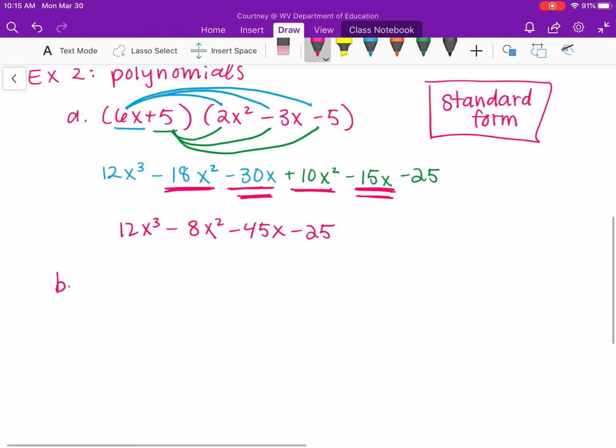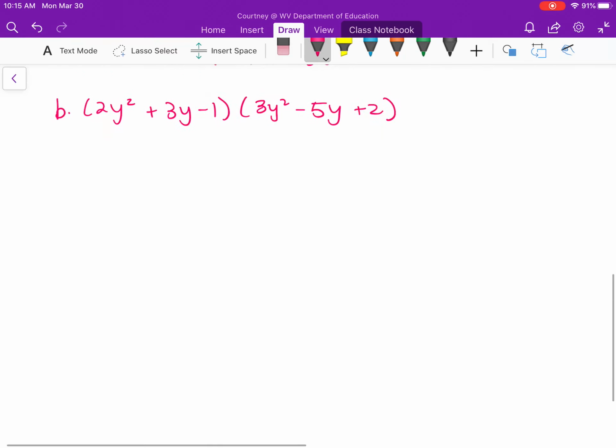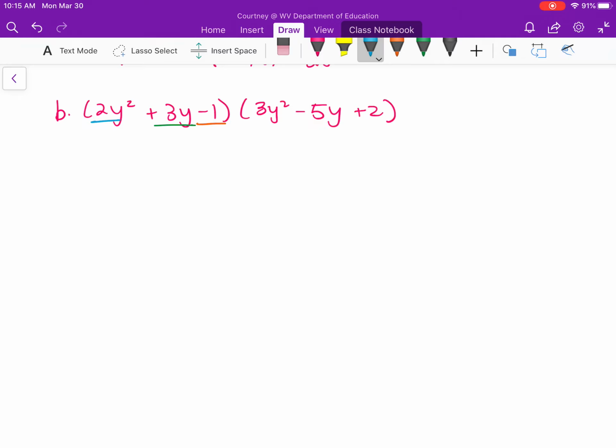Okay, this time we're going to have a trinomial times a trinomial. 2y squared plus 3y minus 1 and 3y squared minus 5y plus 2. Okay, we have a trinomial times a trinomial. This one's going to be blue, this one's going to be green, and this one's going to be orange. We always start with our blue. It's the same thing we have been doing. We just multiply it by everything.